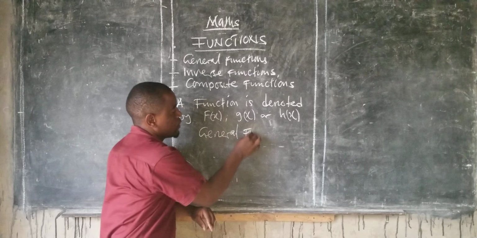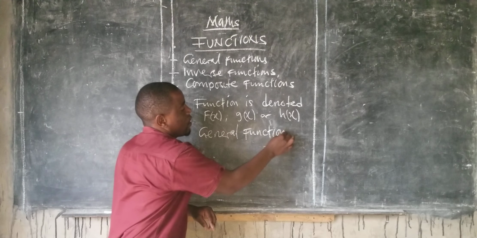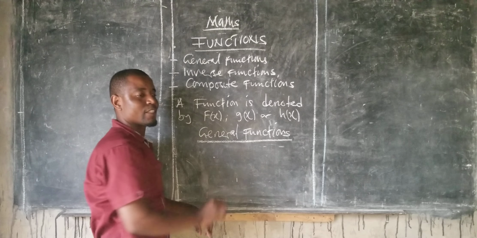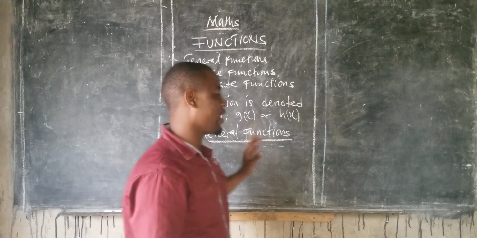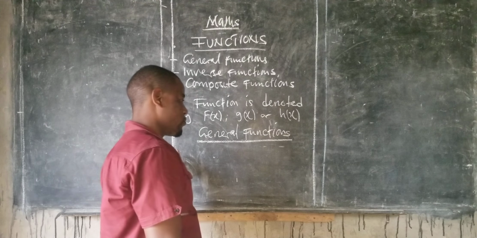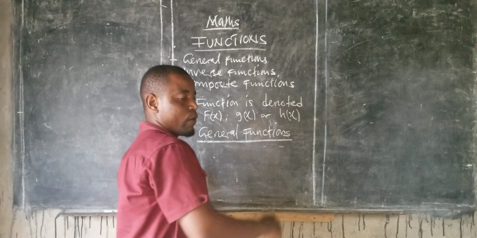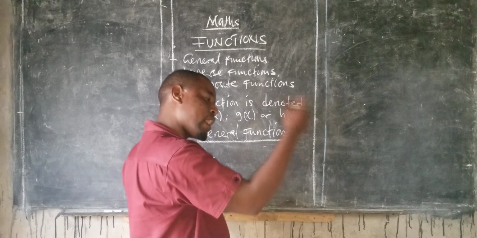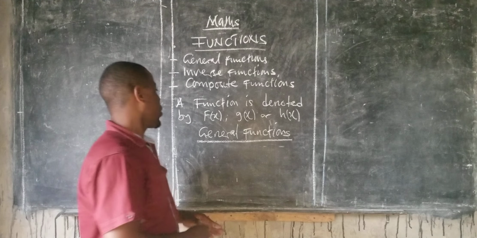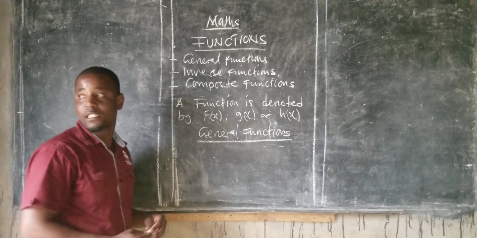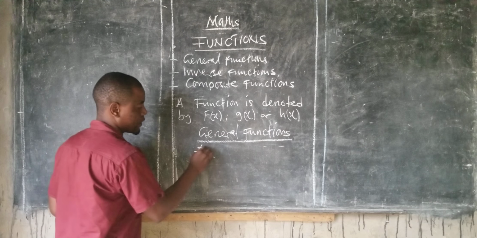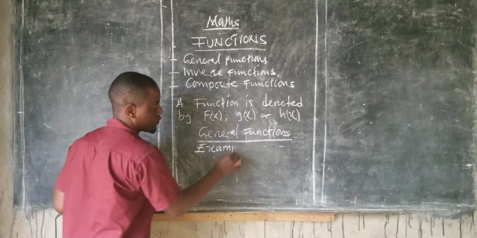Remember, the way we handle substitution or replacement in mathematics is the way we handle general functions. If we are given x is 2 and you have a function, then where there is x in that function, you replace it with 2. That is under general functions. We'll go directly to examples.